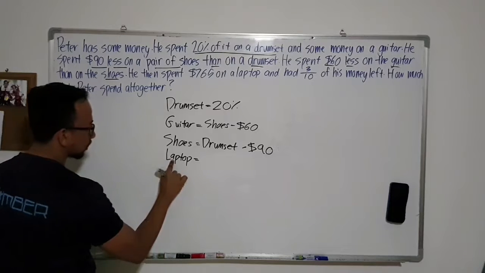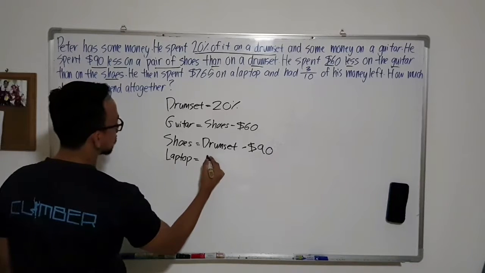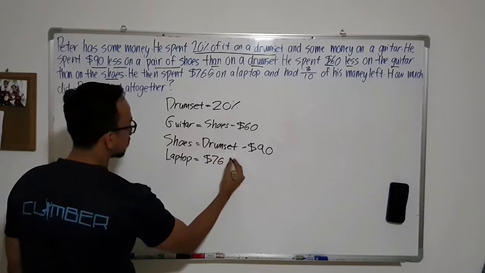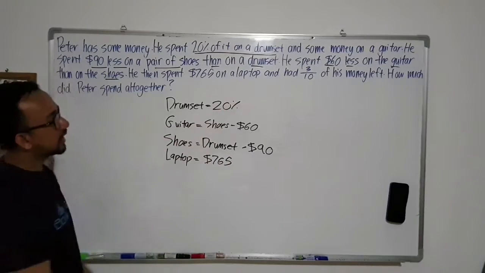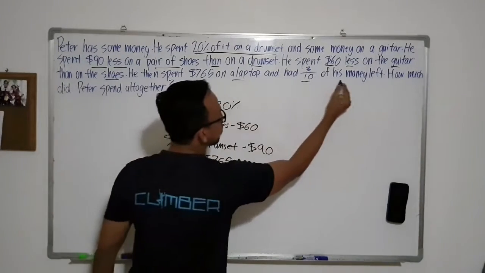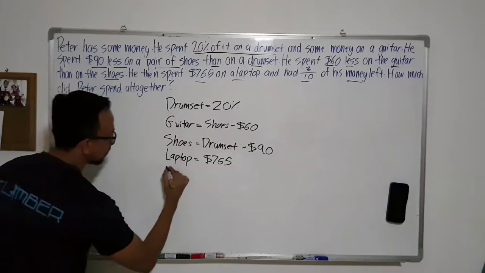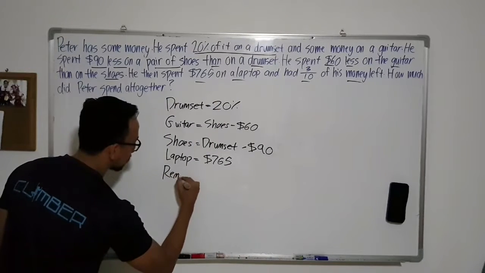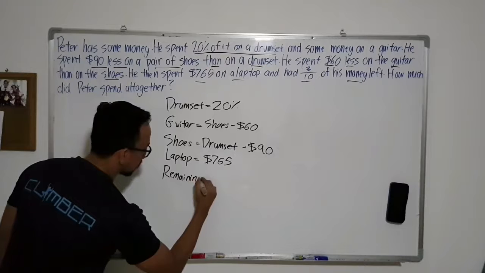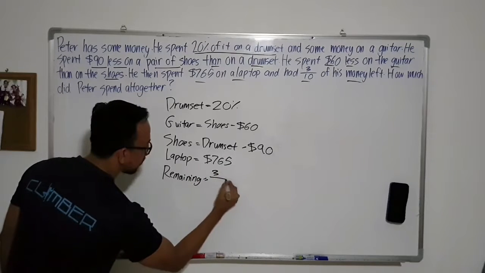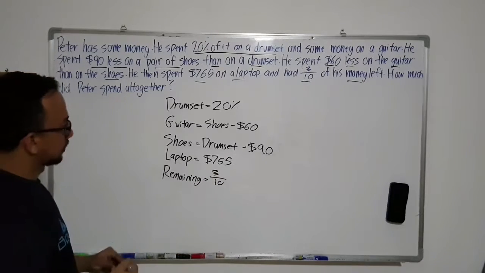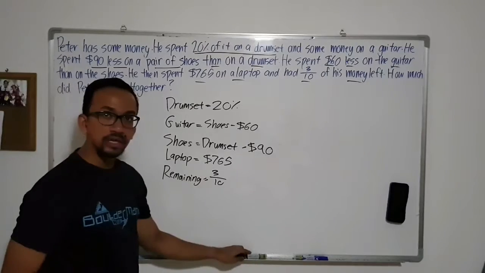Why is my A so long? Okay, so laptop equals $765. And then he had 3/10 of his money left. Okay, now remaining equals 3/10. Aha. So now all the clues have been written down.